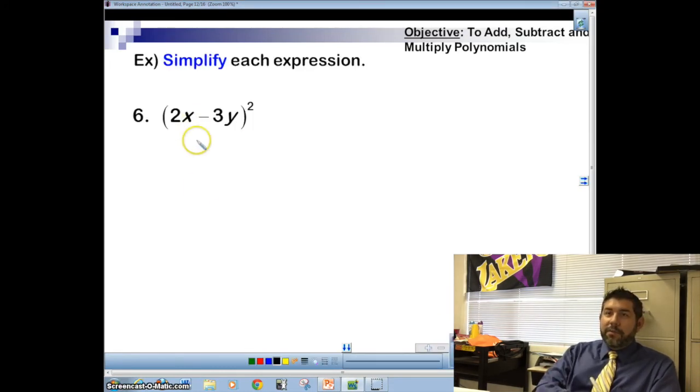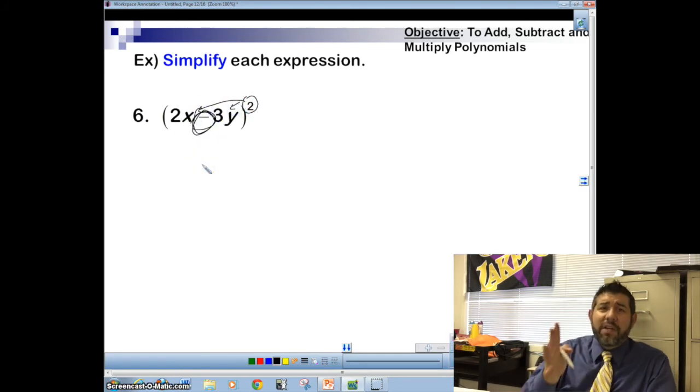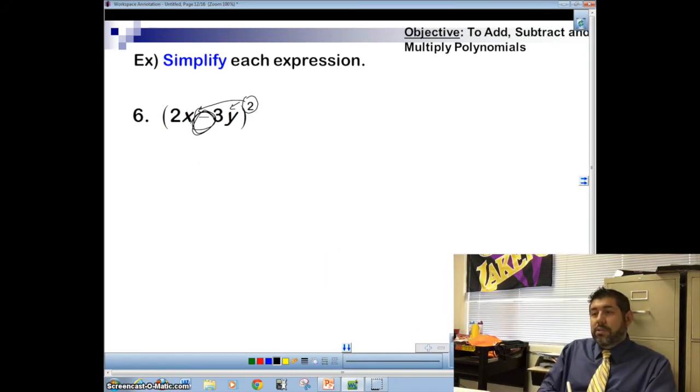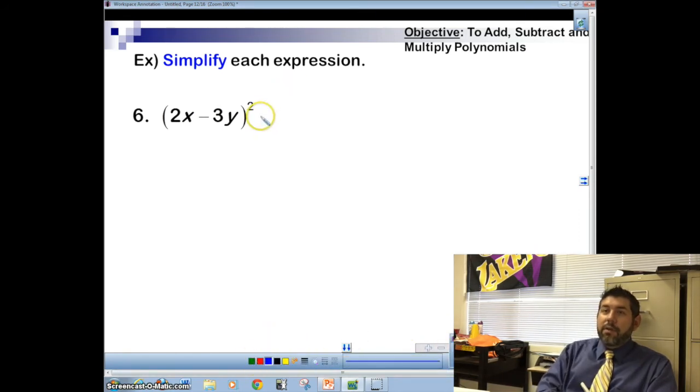Okay, simplify this expression. Now, I mentioned before in another video that we cannot take this 2 and distribute it into the parentheses if there is a plus or minus there. So please don't do it, for the love of God. You can't do it, all right? So here's what you need to do. Write it as 2x minus 3y times 2x minus 3y.